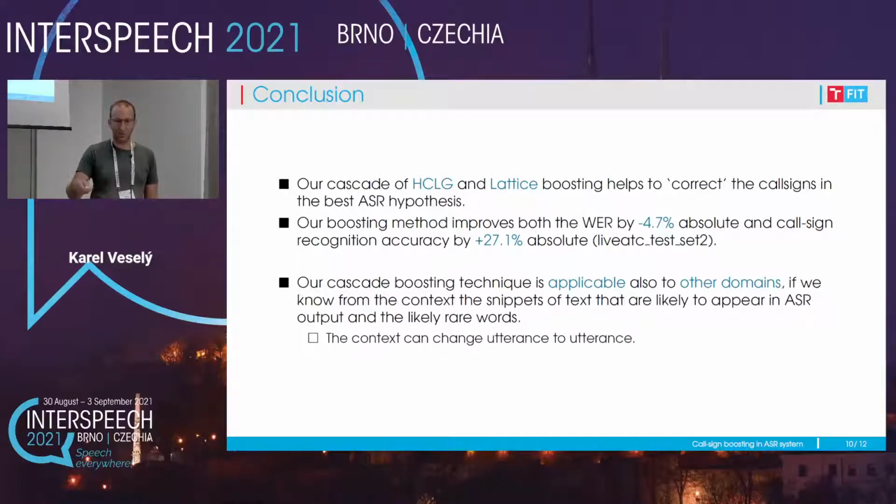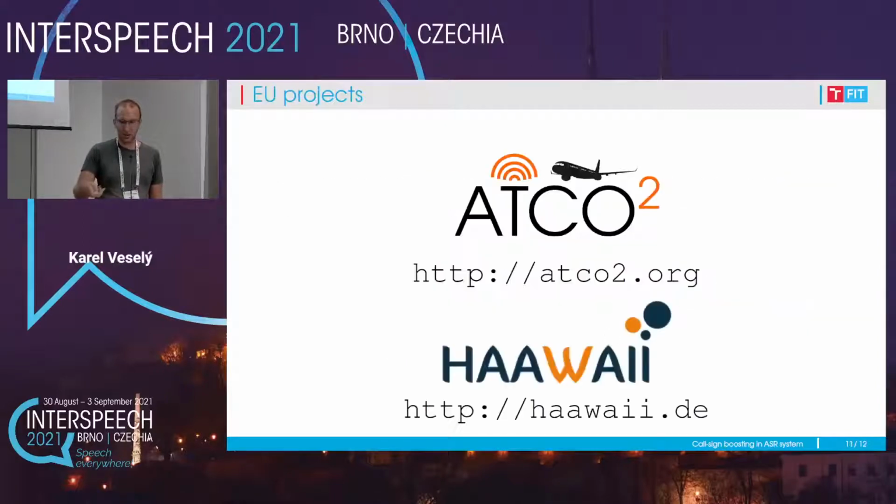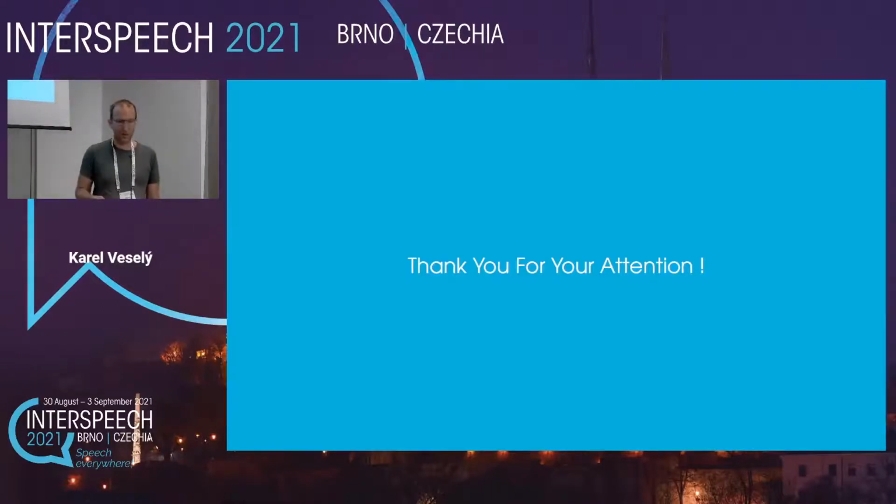So whenever we have some application scenario where we have snippets of text that are likely to appear, which change quite rapidly, we could use this framework. And if we identify a list of rare words for this HCLG boosting, it's possible to use it. So just to repeat, the context changes from utterance to utterance, so it's quite flexible. These are the two projects that we work on currently, and I would like to thank you for your attention.